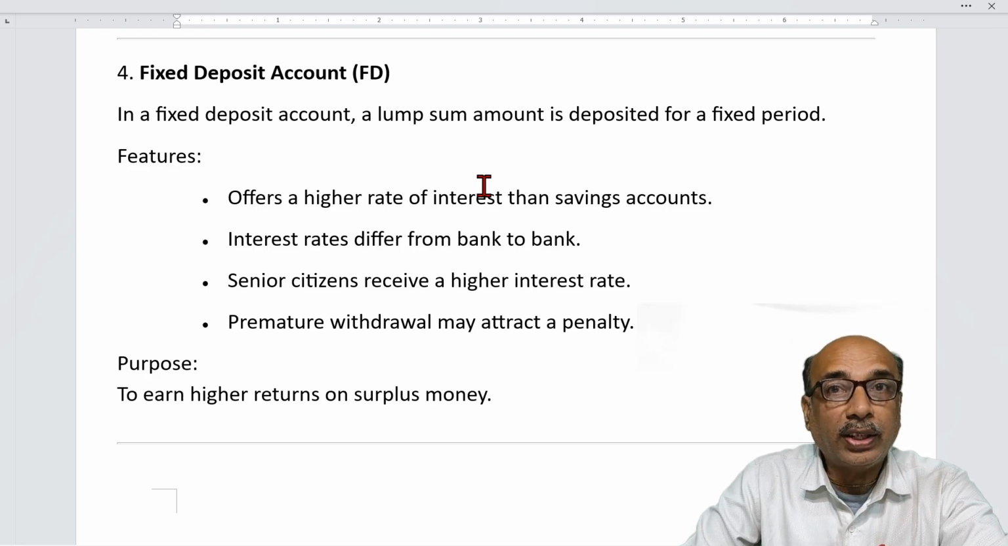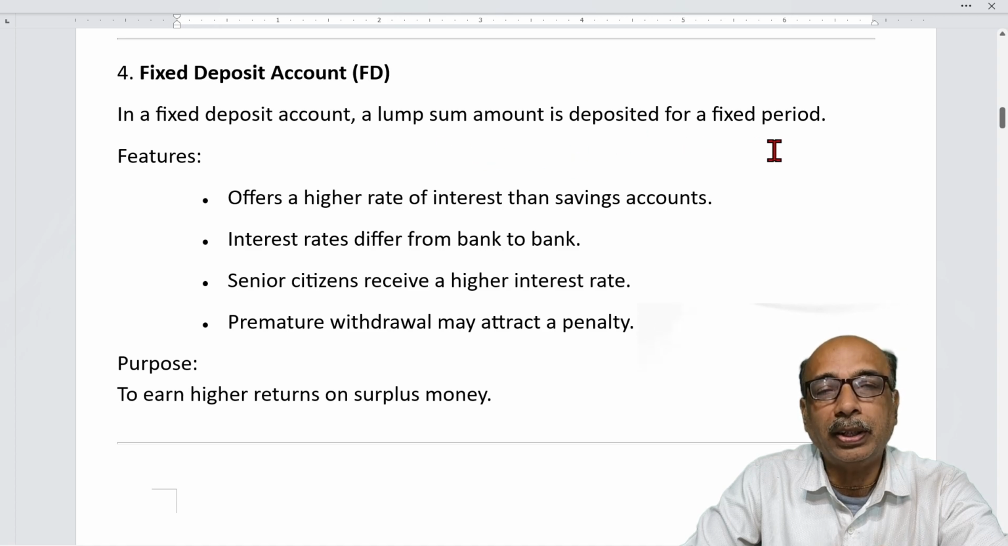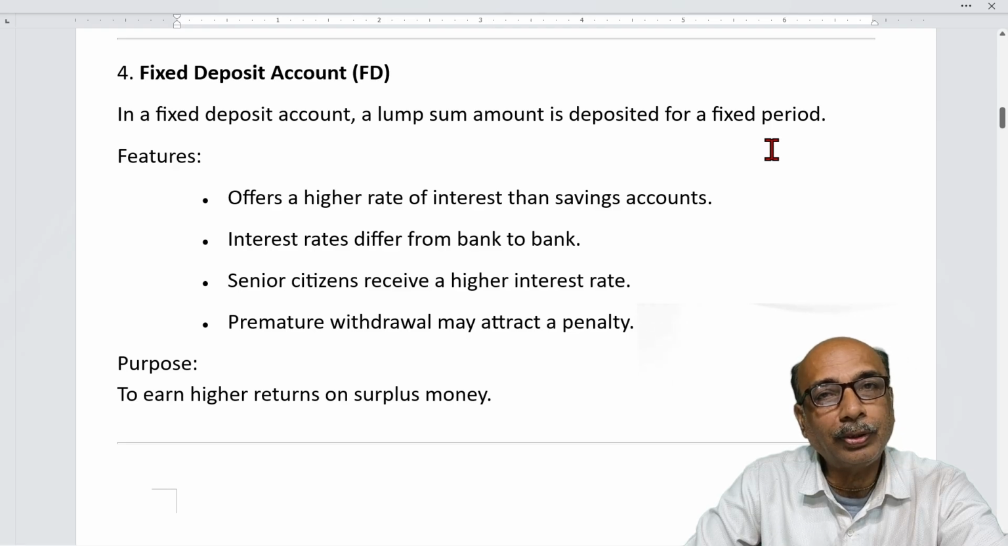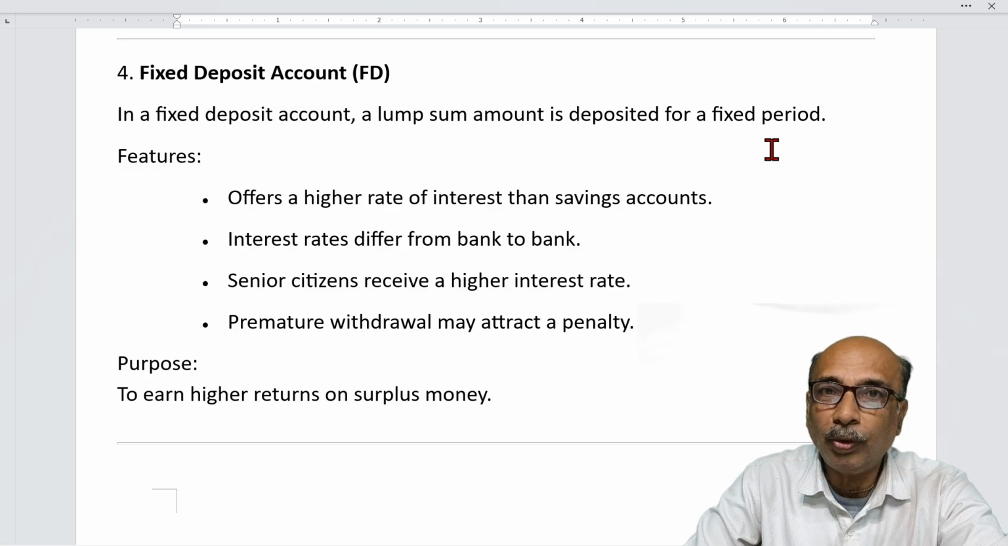Next is fixed deposit account, FD in short. In a fixed deposit account, a lump sum amount is deposited for a fixed period. What happens if you have opened an RD account of 100 rupees? After 1 year, you collect the amount of 1200 rupees plus some interest. And you think that this 1200 rupees must be saved for the future. So you can put this 1200 rupees as a fixed deposit.